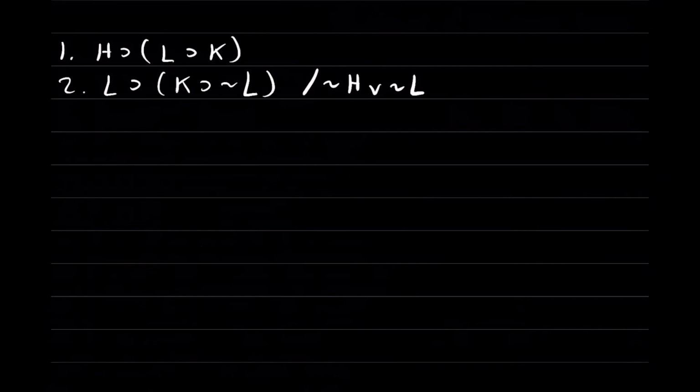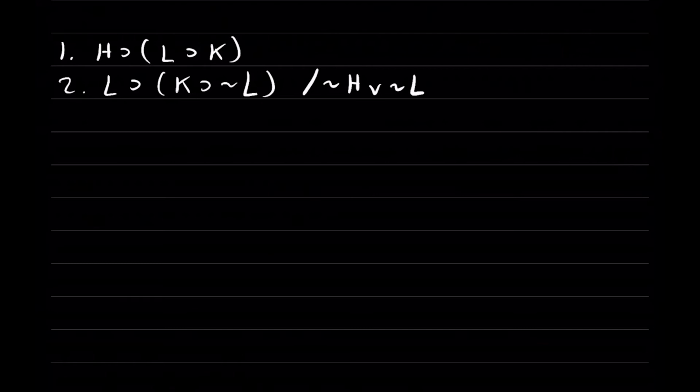So here we've got two premises. We've got H implies, L implies K. On line 2, we have L implies that K implies not L. And we've got a conclusion, not H or not L. I don't see a really obvious starting point here, so I'm going to try to do an indirect proof. I'm going to try to show that if the conclusion were false, that would lead to a contradiction.